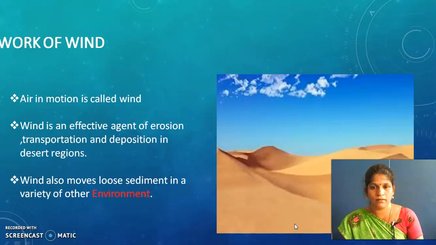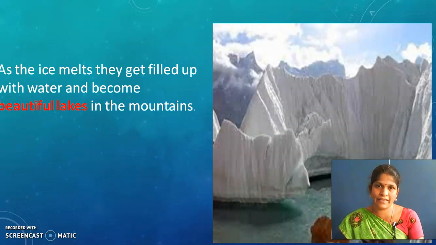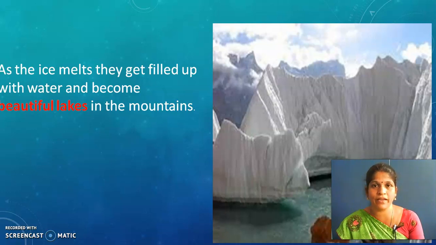Then work of wind. Before that, a small recap of the work of sea waves and work of ice. What are the changes given by the sea waves? The rocks are eroded by the heavy sea waves. Sea caves formed, then sea arches, then sea stacks. Then the changes given by glaciers: glacial moraines and glacial lakes are formed.